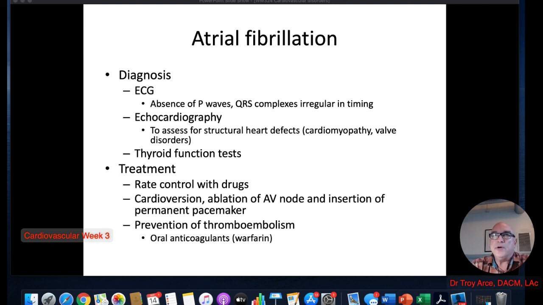You can do a thyroid function test. And for treatment, they're going to try to use drugs. There's cardioversion, ablation of AV node, and insertion of a permanent pacemaker. And I'll send you guys a good vocabulary for all this stuff. And prevention of thromboembolism. So we're always concerned with throwing clots, right? So they may give this patient warfarin, oral anticoagulants.